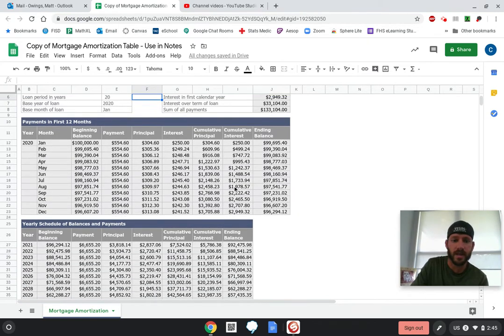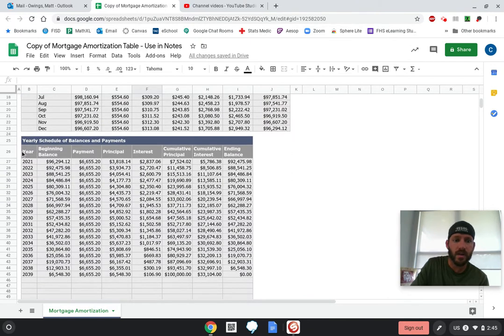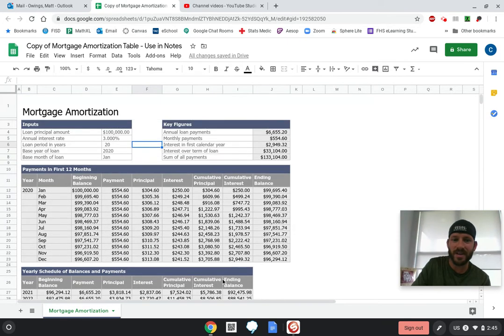And then when we scroll down, we're going to see all 20 years, the other 19 years of the loan, until we get all the way down here to the ending balance of zero. Cumulative principal, you've paid off the entire $100,000 loan we had.